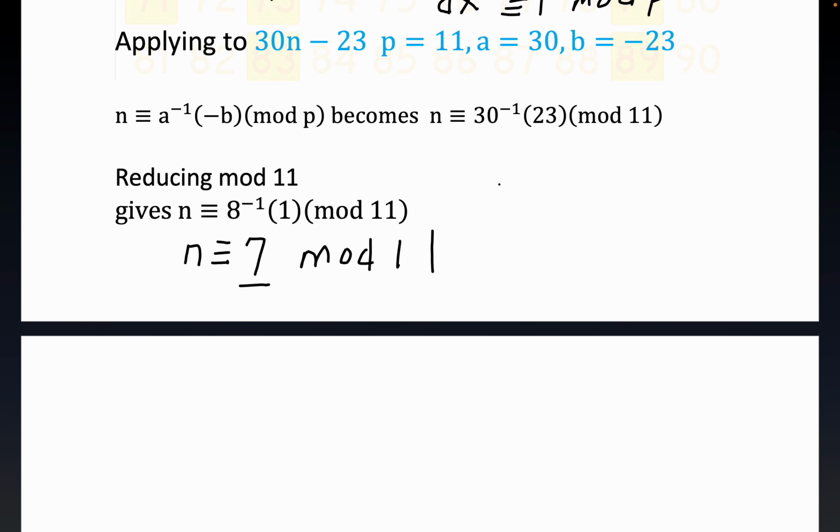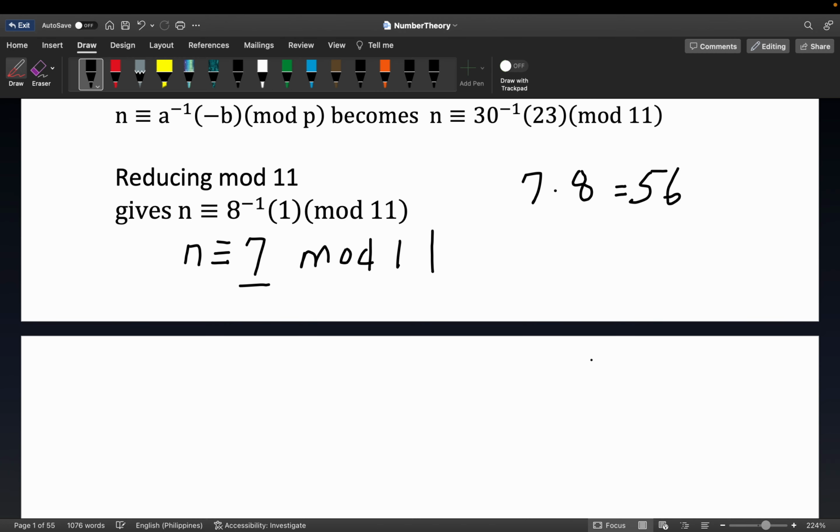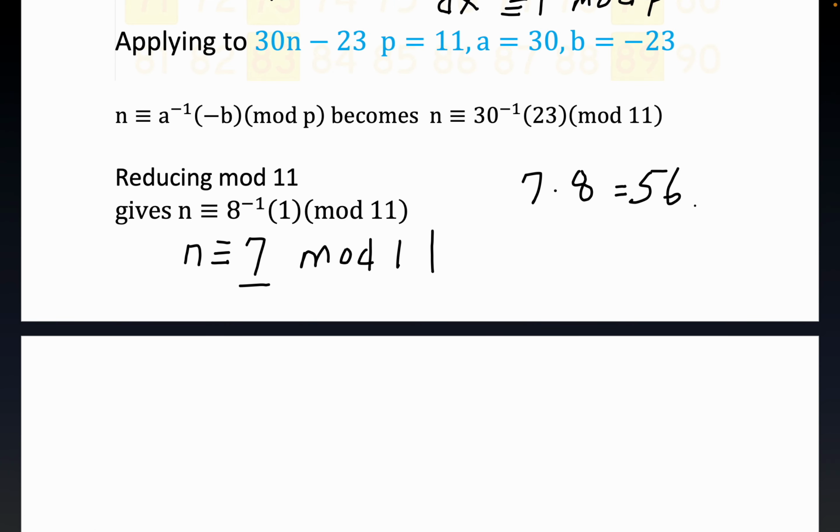Well, the 7 happens because 7 times 8 equals 56. And again, a lot of times you could do this with a division algorithm, but it's just better to do it by inspection, usually for small moduli. 7 times 8 is equal to 56, and 56 is certainly congruent to 1 mod 11 because 56 minus 1 is 55 and 5 times 11 is 55. So 7 times 8 is equal to 56, but that's congruent to 1. And of course, we're talking mod 11 here.